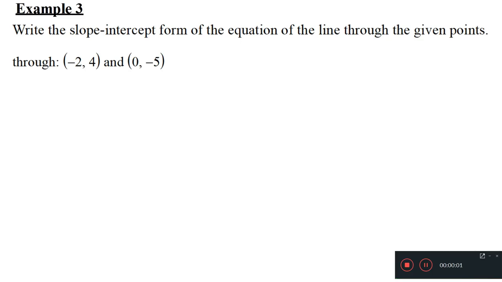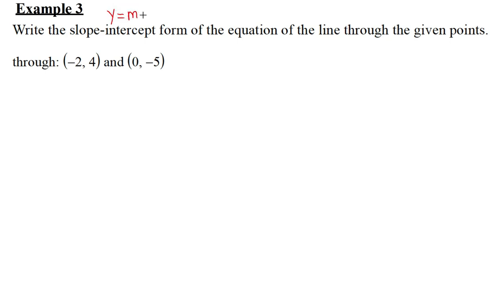In example 3, I'm asked to write the slope-intercept form of an equation of the line through the given points, and we're given through (-2, 4) and (0, -5). So to write something in slope-intercept form, it's going to follow the format of y equals mx plus b.